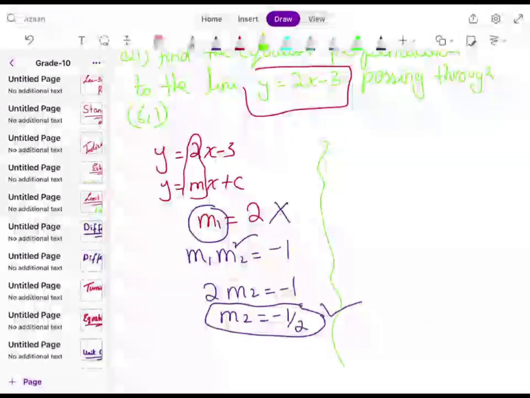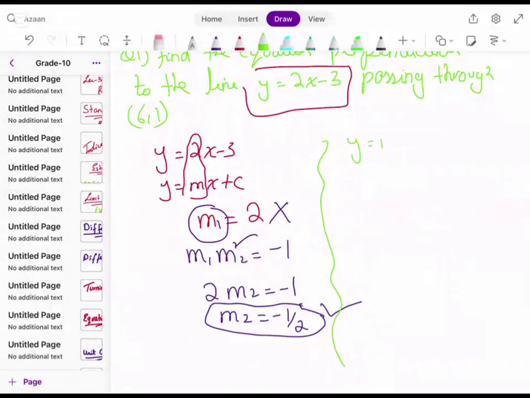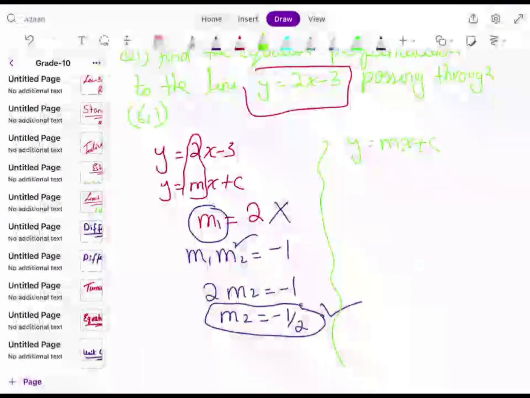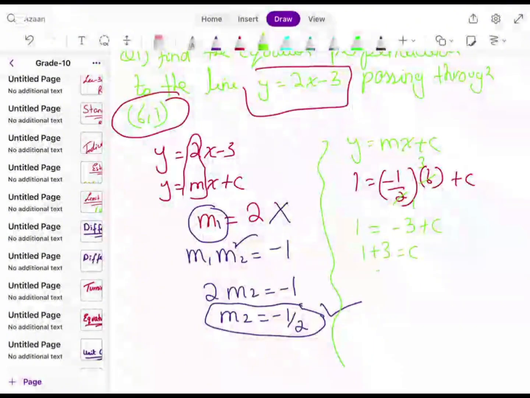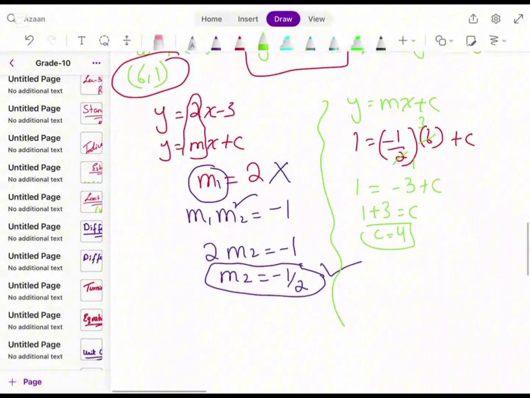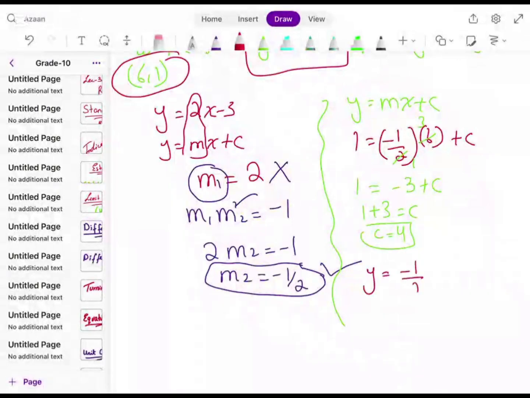Okay. Now I will find the y-intercept. y is equal to mx plus c. We know that we have to put the point, that is this 1. m is minus 1 over 2, x is 6, plus c. This 2 will cancel out with the 6, so this will become minus 3 plus c. Minus 3 will go to the other side and become plus. c will be 4. Now I got c equal to 4 and m equal to minus 1 over 2. So I will put the value y is equal to minus 1 over 2 x, by putting the value of slope or gradient, and the value of c, the y-intercept, is 4. So this will be my final answer.